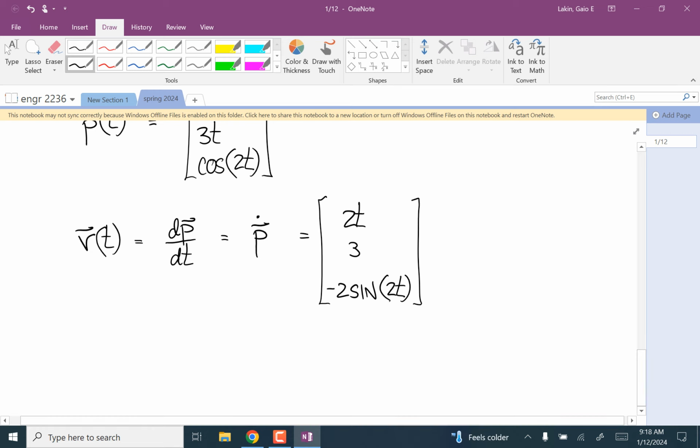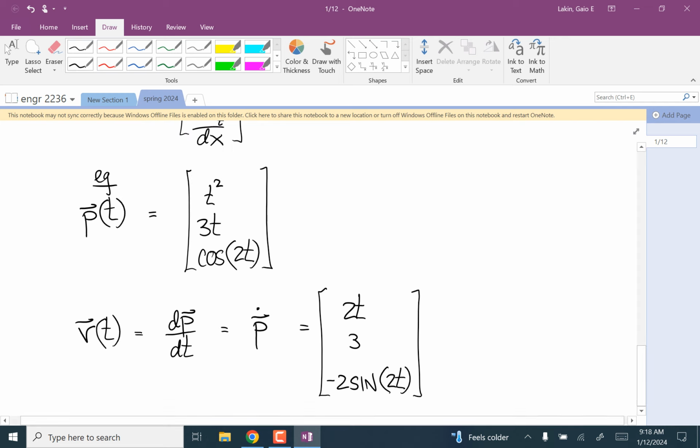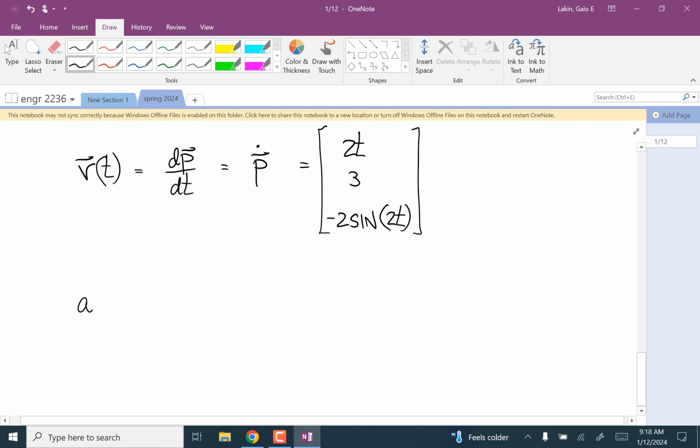Okay, so if the coordinate system isn't rotating, that works exactly like you would think and hope that it would work. Yes? When you do higher orders, do you just add more dots? Yep, that's right. So yeah, if you wanted the acceleration, that is the second derivative of p with respect to t. You can write that as p double dot, and that's equal to 2, 0, and negative 4 cosine of 2t.